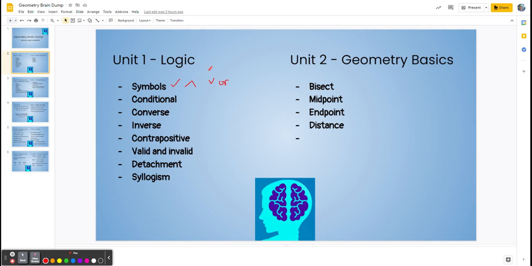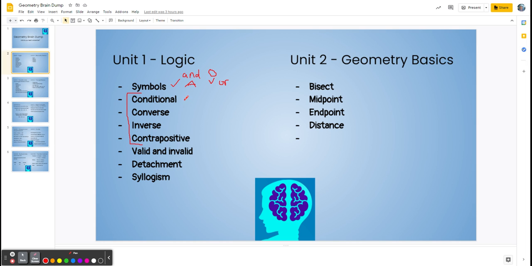The or is the V, and the and is the one that is the A without the crossbar. Right? That's how I remember it too. Otherwise, I'd be lost, right? We know conditional, converse, inverse, and contrapositive, right?